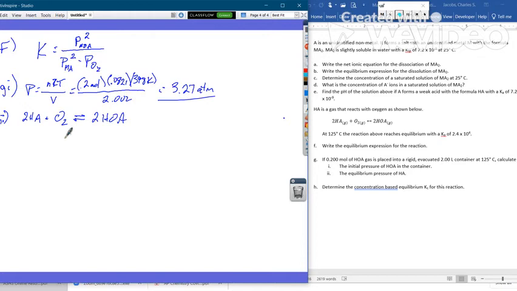And our initial row is going to be 3.27 atmospheres of HOA. And of course we have none of either of these left. Now here we're going to be moving to the left, obviously.